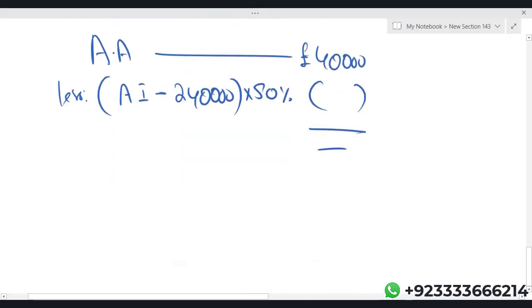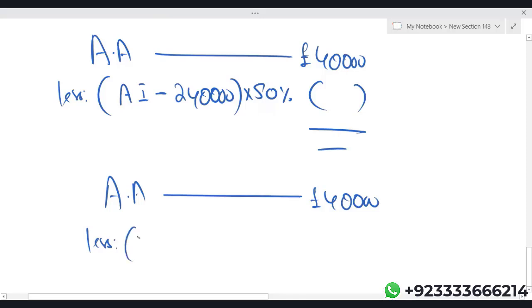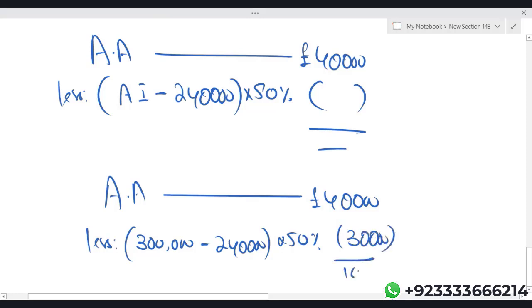For example, we know that annual allowance is £40,000. And let's say someone is having adjusted income 3 lakh. Adjusted income 3 lakh minus 240 into 50%. So we'll get 30,000. Am I right? So this individual in the current tax year, instead of 40,000 annual allowance, will get 10,000 annual allowance.